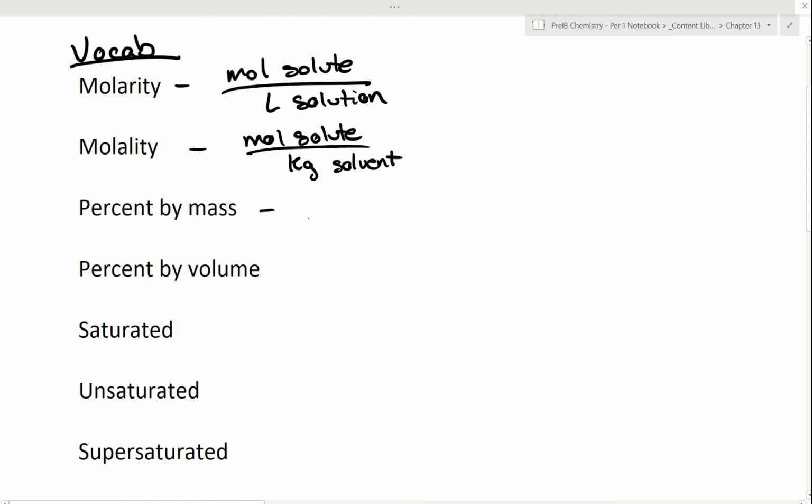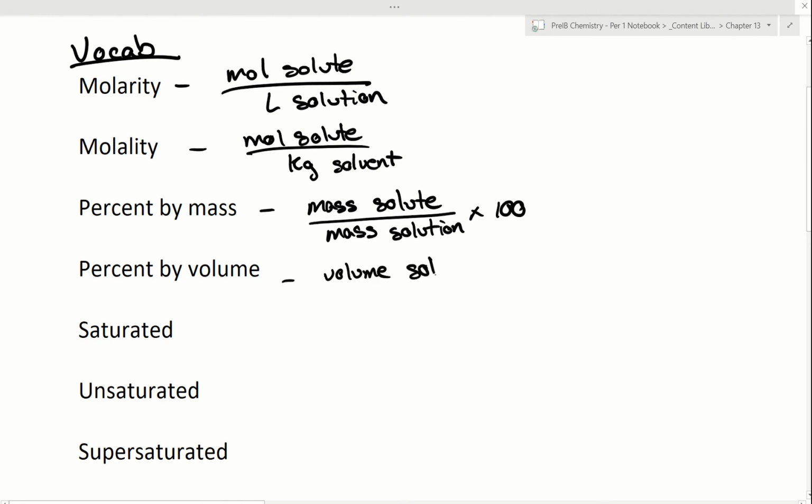Okay. Percent by mass is going to be the mass of the solute over the mass of the solution. So the part divided by the whole times 100. Percent by volume is the volume of the solute over the total volume of the solution times 100.